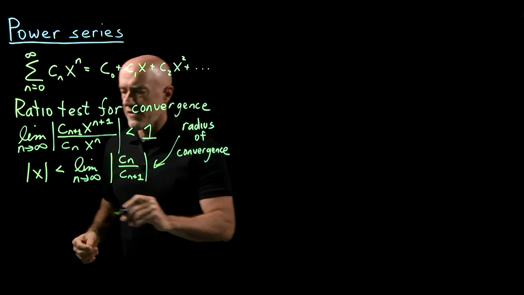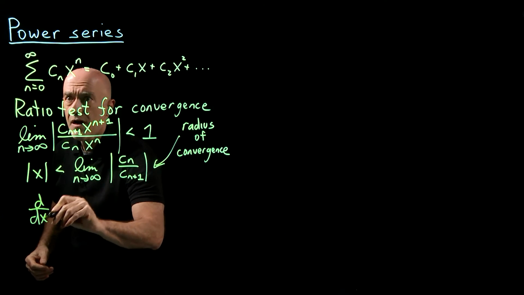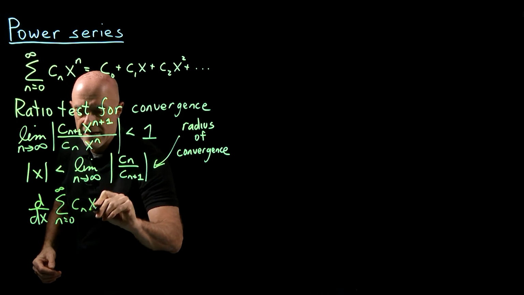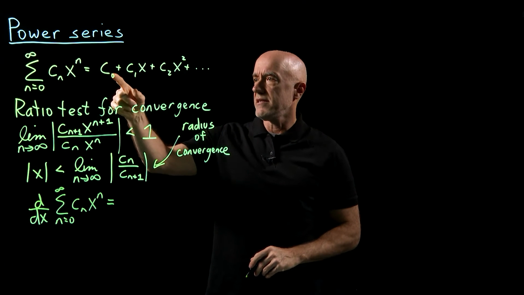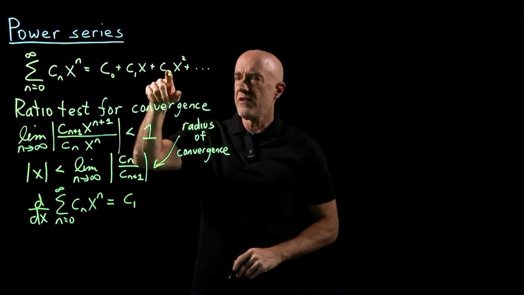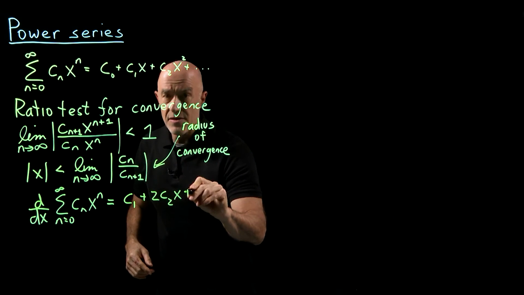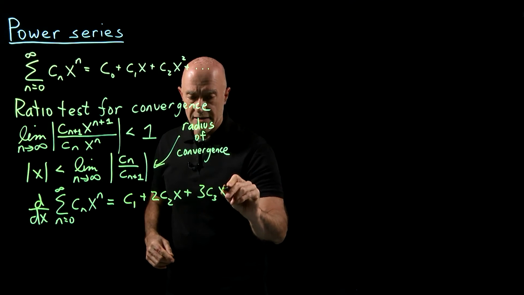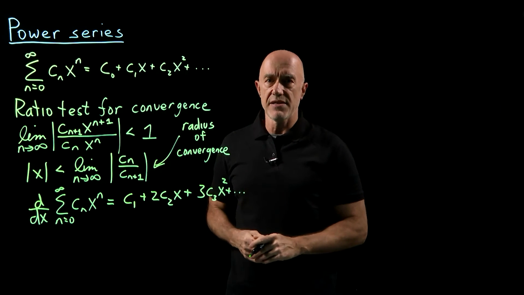It's very easy to differentiate term by term. So if we look at the derivative of this series, the sum from n equals 0 to infinity of c sub n x to the n, if I just look at the right-hand side here, the derivative of the constant is 0. The derivative of c1x is just c1. The derivative of c2x squared is just 2c2x. And the derivative of c3x cubed would be 3c3x squared, etc. So it's easy to differentiate term by term.